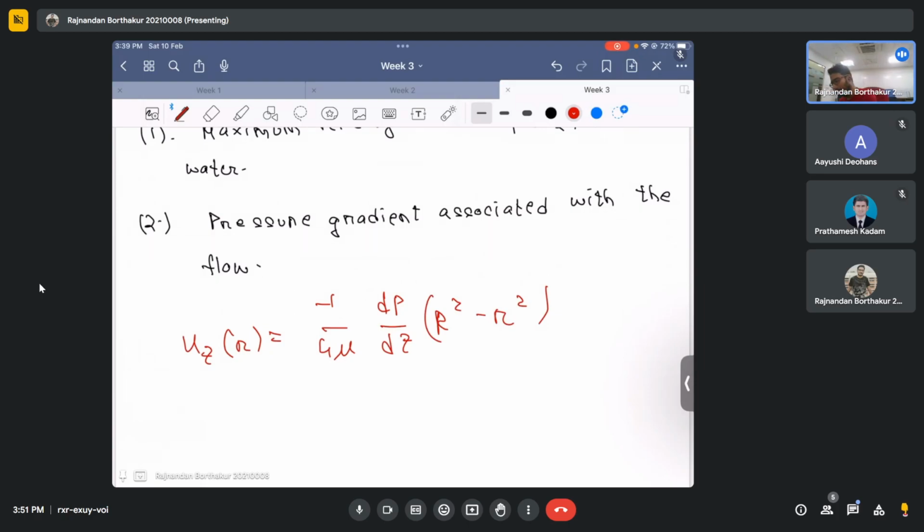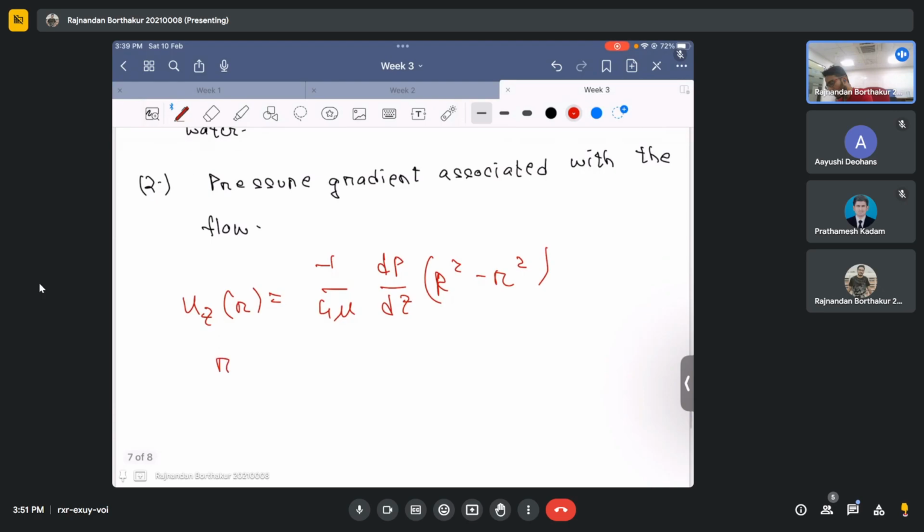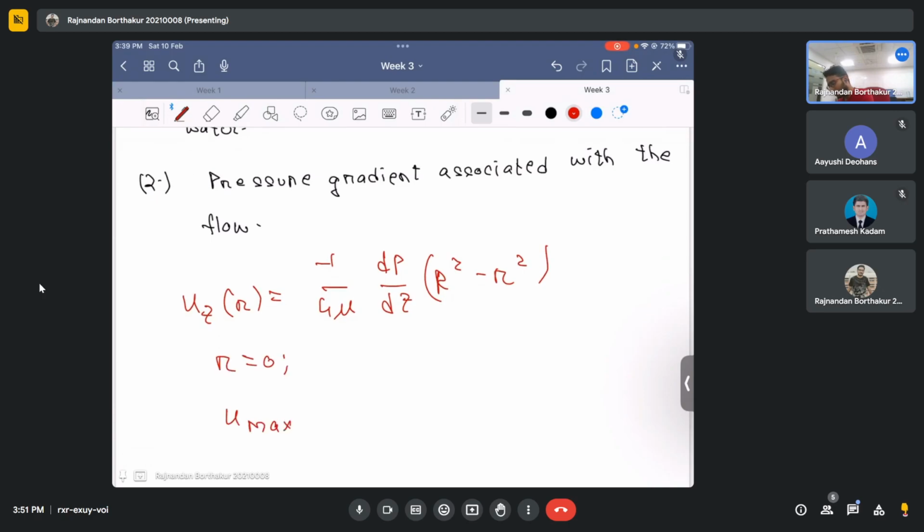Now you also told me that the maximum velocity would be at r equals to 0. That's fine. Then u max is basically 1 upon 4 mu dp dz times the capital R square, which is basically the radius of the pipe. And since the diameter is given, we know what's the radius of the pipe. However, as you can see, this dp dz is unknown, right?